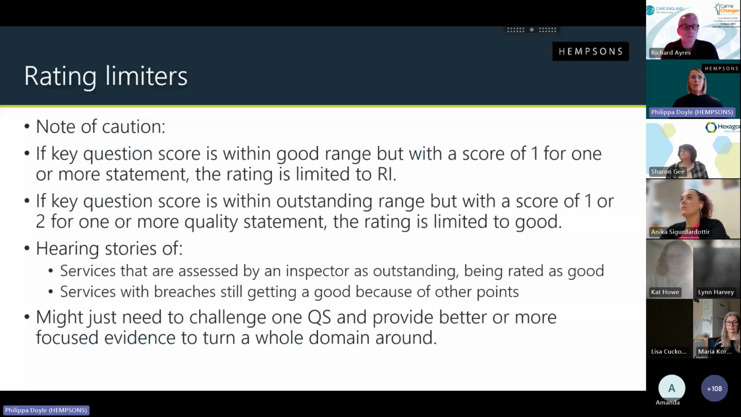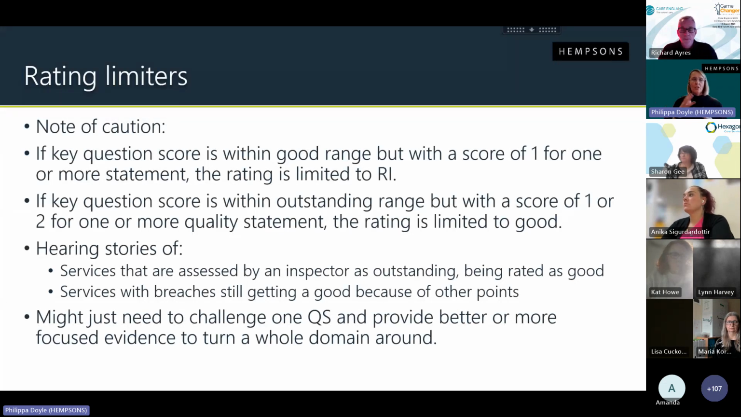A note of caution, though, in relation to rating limiters, because you could be an amazing service and something could just go fundamentally wrong on the day. The example that I tend to use is IPC, because it does stand out on its own. You could be an otherwise brilliant service, you're getting everything right, but you end up with a couple of members of staff who aren't wearing the PPE properly, they've not washed their hands properly, they're not bare below the elbow, they've not done the cleaning properly. There could be a whole catalogue of issues. And that might end up with you being scored a 1. And if you've been scored a 1, then CQC are not going to describe you as outstanding. They're probably not going to describe you as good either, because there's something fundamentally wrong within that service.